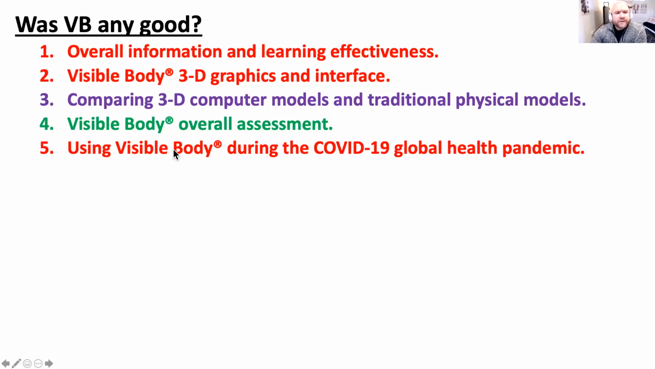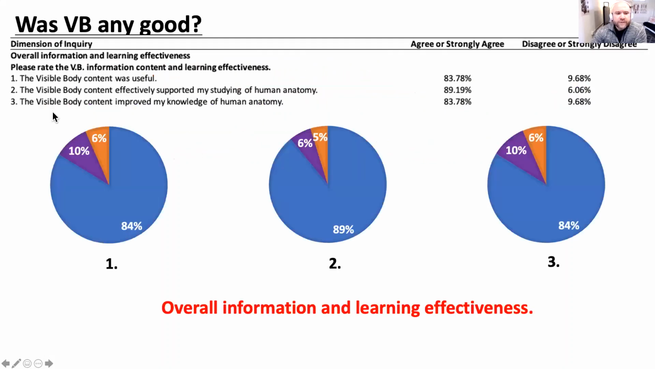Okay, so what did we find? Well, what did I find out? What we're seeing here are just some sample questions from the survey. These pie charts correspond with the individual questions on this table. So this first pie chart is the visual data for this first question, and so on. This dimension of inquiry is about how effective the software was and the overall information that was available. The students had overall very high positive agreement, as you can see in this large blue section on the pie charts, for the majority of these responses.